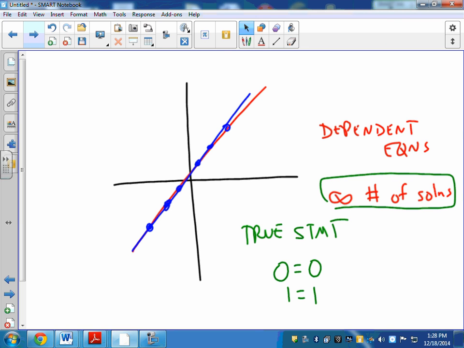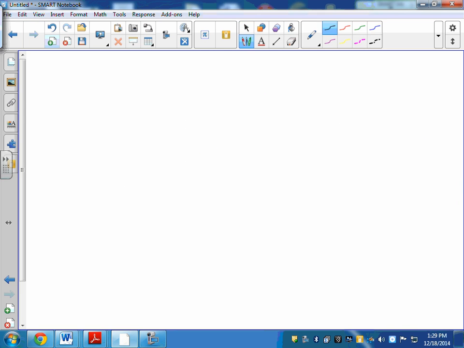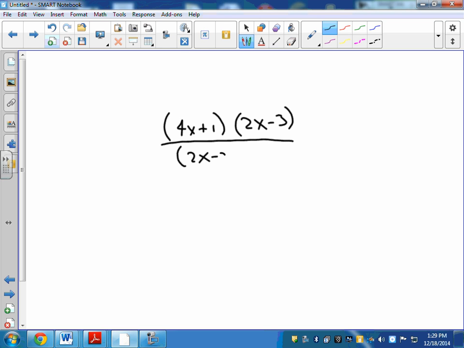Okay, so look at systems of equations. Let's see. Sums of cubes, make sure you know that. We beat that a million times. How about reducing rational expressions? Here's a problem that you had at one point or another. 4x plus 1 divided by 2x minus 3, times 2x minus 3 divided by 4x plus 3. How do you reduce?